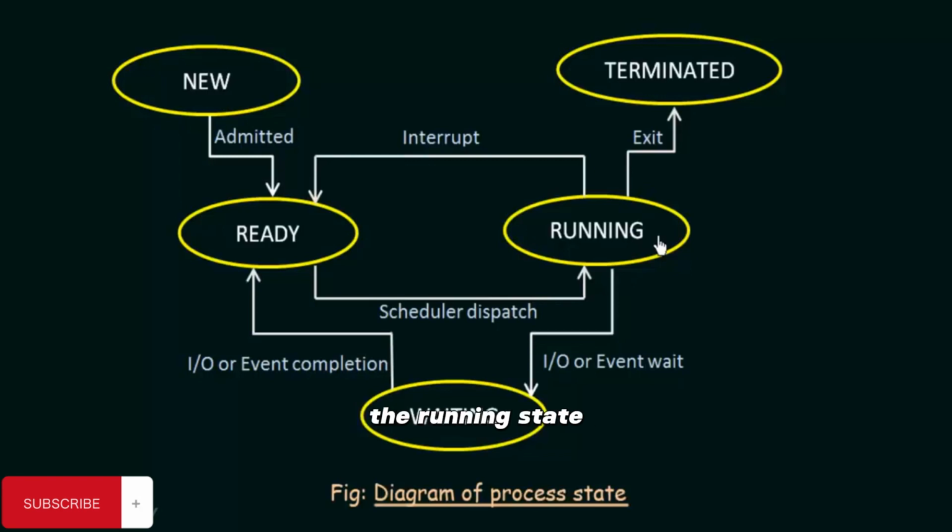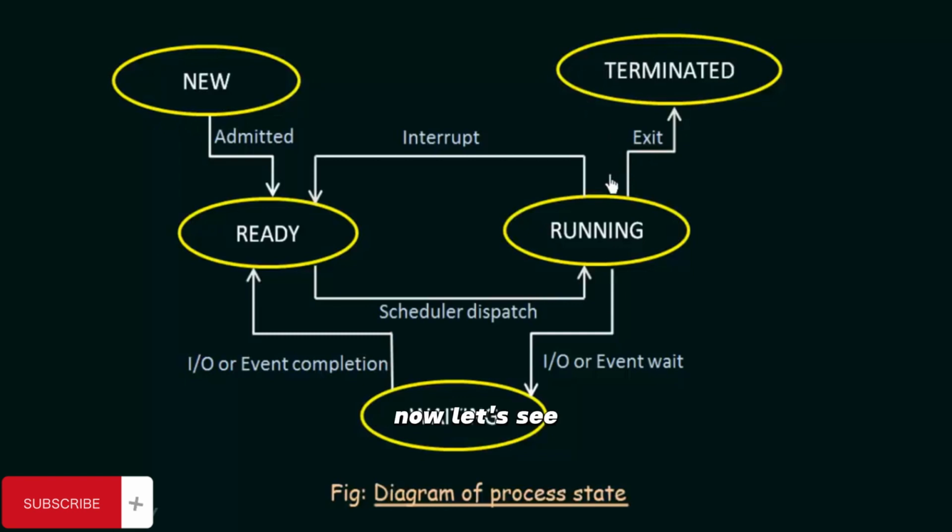Now after coming to the running state, there are 3 cases that can occur. The first case is, it was running, and it finished its execution, and then it exits, and goes to the terminated state. That means there was no interruption in its running, and it was properly executed. And once it finished its execution, it exits and goes to the terminated state.